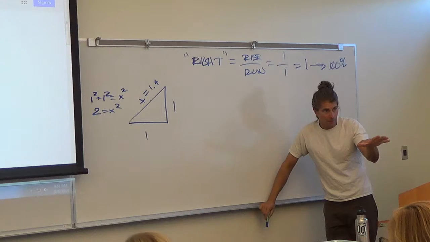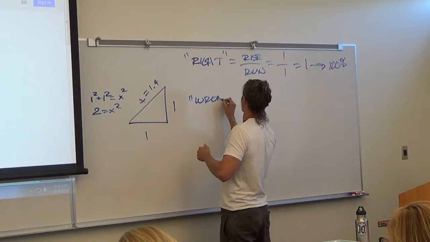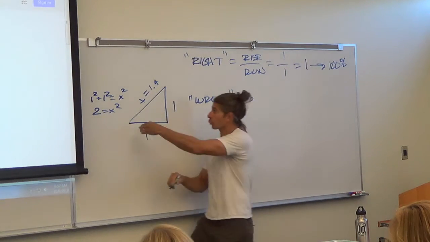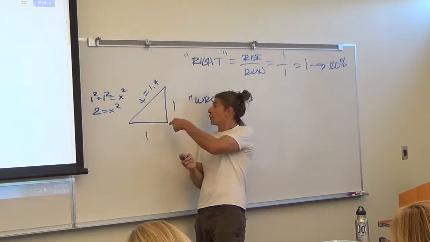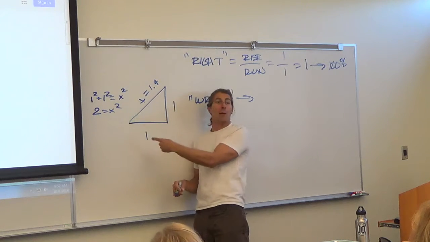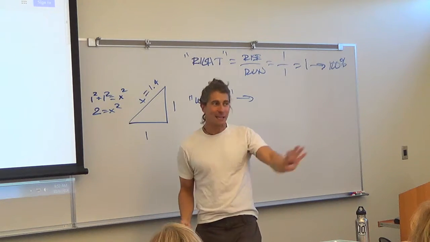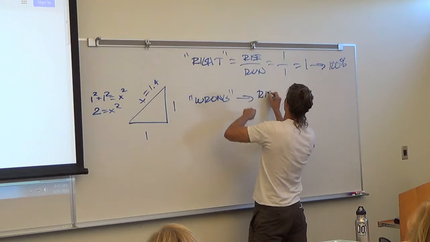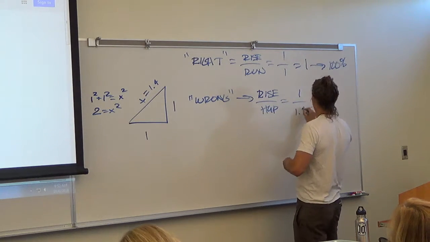With me so far? So if you did it the wrong way, rise over hypotenuse, because remember, if you're on a road that's this steep, you wouldn't have the run. You could use your app on your phone to tell you how much you rose. But you'd have to use the odometer in your car to tell you how much you hypotenused. You couldn't get the run, right? The run would be hidden from you in the earth. It's different measuring stairs. Stairs are easy. So the wrong way would be rise over hypotenuse, which is 1 over about 1.4.